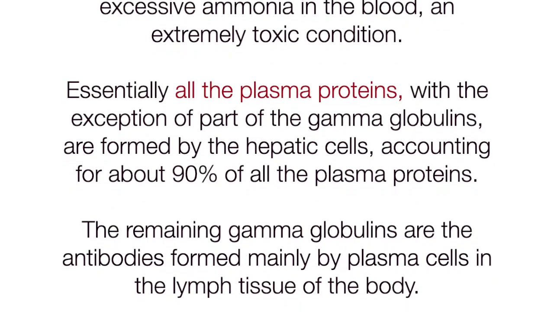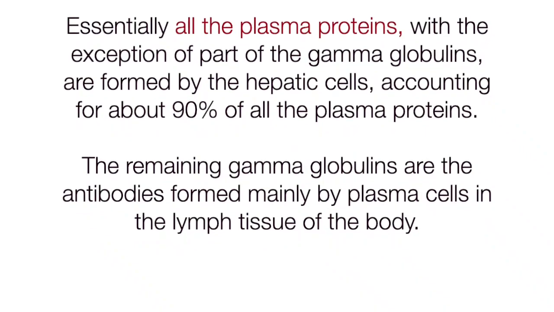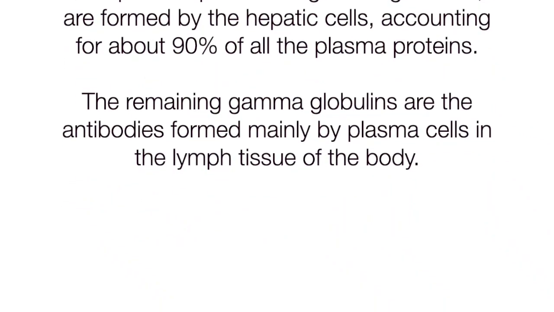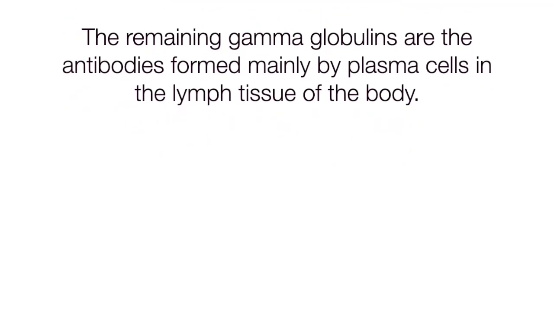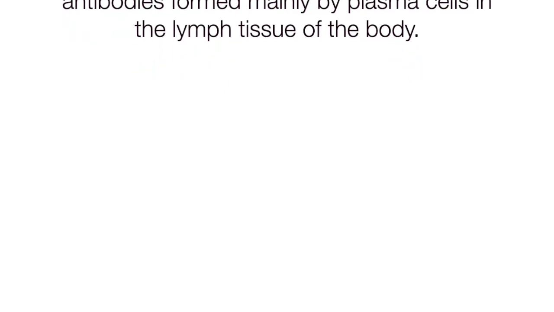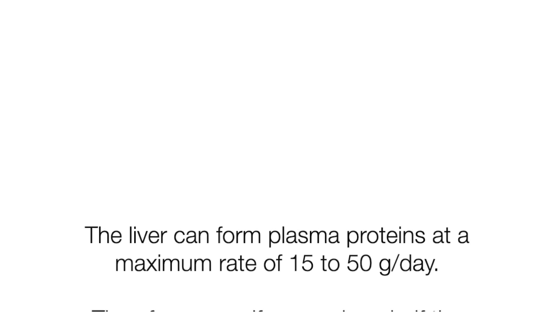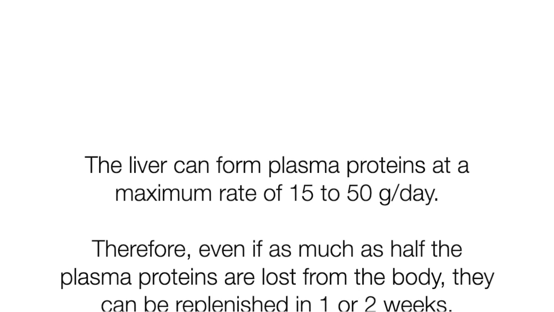Essentially, all the plasma proteins, with the exception of part of the gamma globulins, are formed by the hepatic cells, accounting for about 90% of all the plasma proteins. The remaining gamma globulins are the antibodies formed mainly by plasma cells in the lymph tissue of the body. The liver can form plasma proteins at a maximum rate of 15 to 50 grams per day.